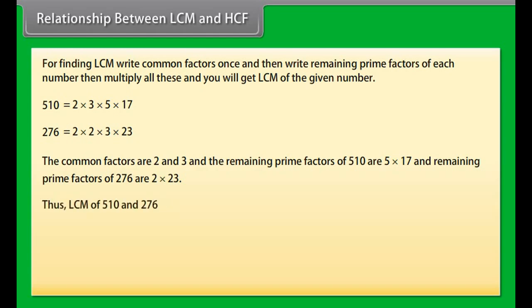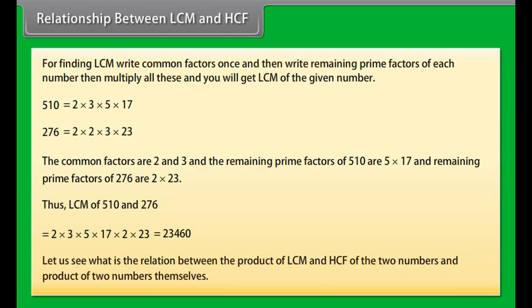Thus, the LCM of 510 and 276 is equal to 2 into 3 into 5 into 17 into 2 into 23, which equals 23,460. Let us see what is the relation between the product of the LCM and HCF of the two numbers and the product of the two numbers themselves.